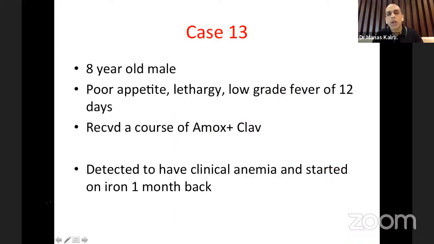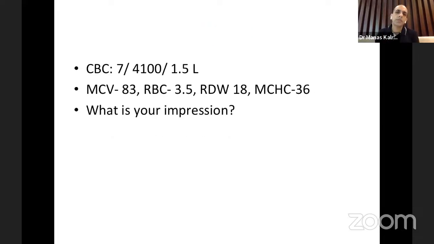So, an 8-year-old male child who presents with poor appetite, lethargy, and low grade fever for 12 days. Most of these children are being treated as typhoid, and antibiotics are being pumped in. We rely too much on Vidal tests. We don't do blood cultures, and that is a problem in our country. Now this child was detected to have clinical anemia and was started on iron 1 month back.